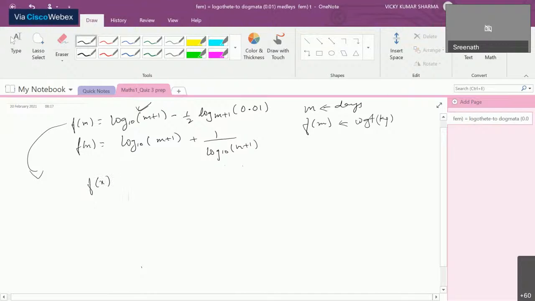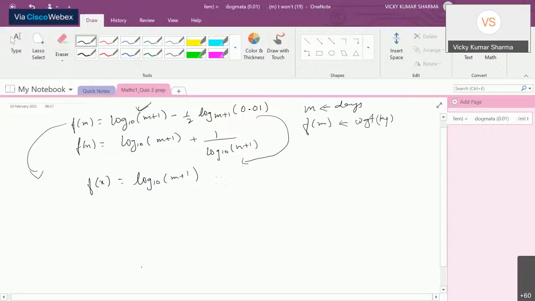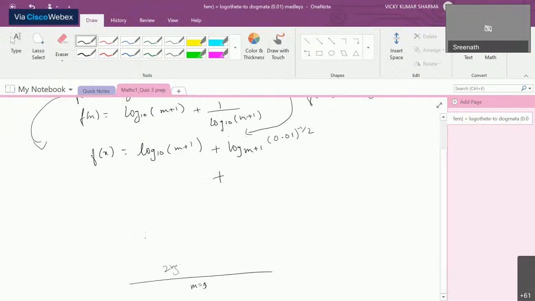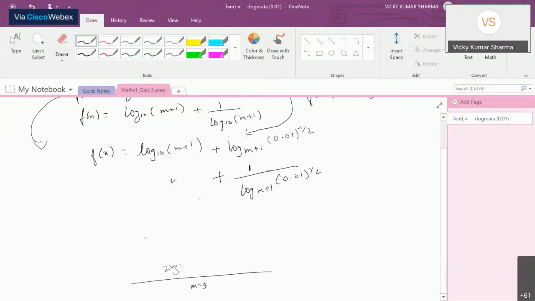So you take this log base 10 of m plus 1. Now this part is 1 by log, I'm taking it here. So I can write this as log of m plus 1, 0.01 to the power of half, minus half. Then I can write this further as 1 by log of m plus 1, 0.01 to the power of half. This thing will be the same.